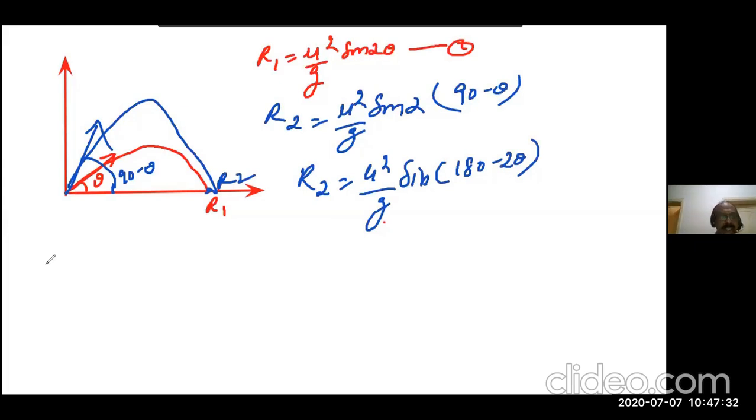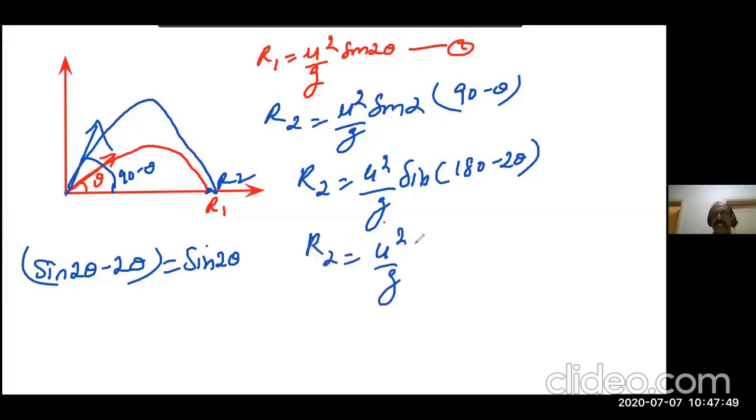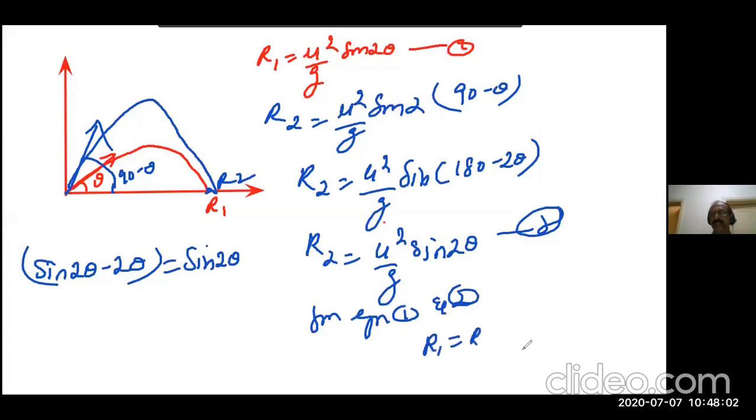Sine 180 minus 2 theta, again another formula. Can you tell me what it is? Sine 180 minus 2 theta is equal to sine 2 theta. Clear? That's a formula. Then R2 is equal to U squared by g, again sine 2 theta. Now if you equate equations 1 and 2, R1 is equal to R2. This is a formula.